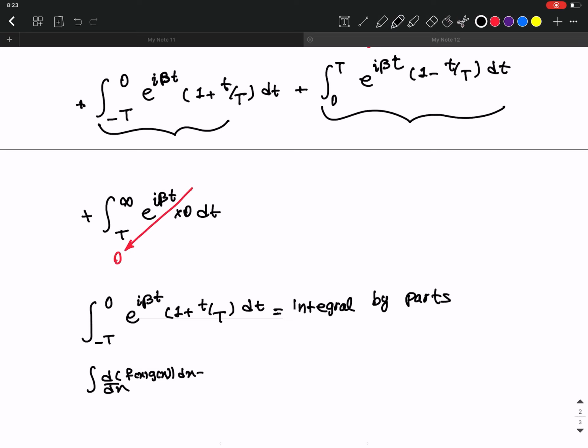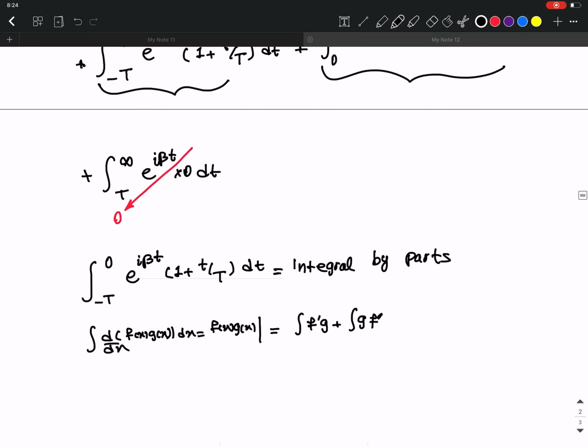And this is dx, so this is going to be f(x)g(x) evaluated at the boundaries, right? And you can also write this as the integral of, take the derivative here, so you can write it as the integral of f prime g plus the integral of g prime f, right? So this was the integral by parts.